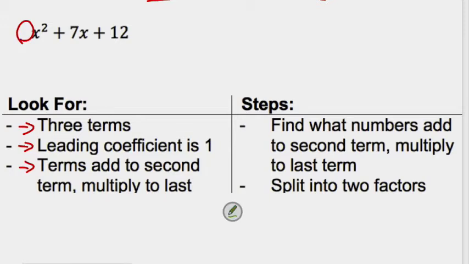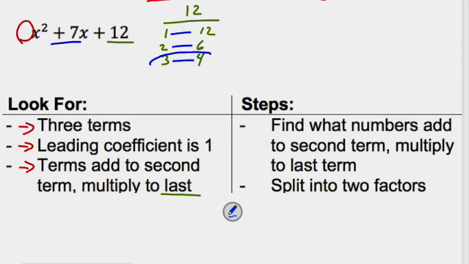So our last term here is 12. So I need to think of all the numbers that multiply to 12. 1, 12, 2, 6, 3, 4. Anything past that is just repeating. And I need to figure out which ones of these add up to positive 7. Well, this is 13, that's 8. These two add up to 7. So I can rewrite this as x plus 3, x plus 4. And we can check this using the area method, or I'm going to show you how to check it using Desmos a bit later in this lesson.